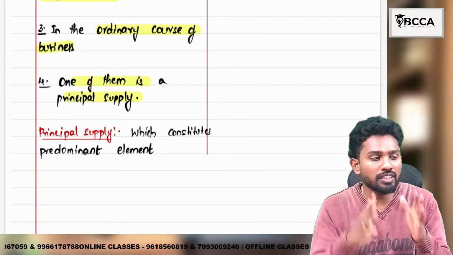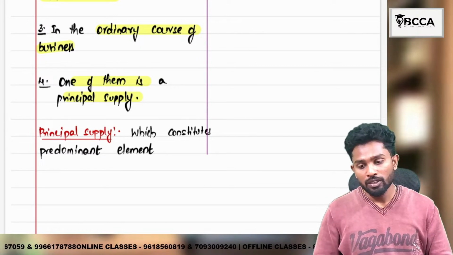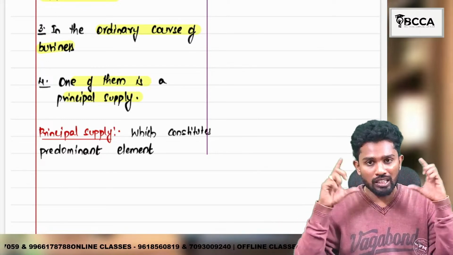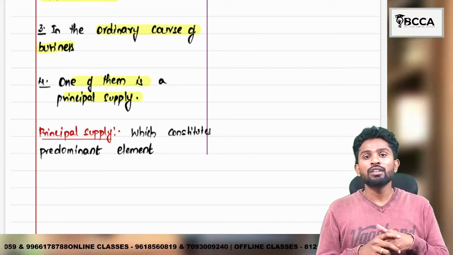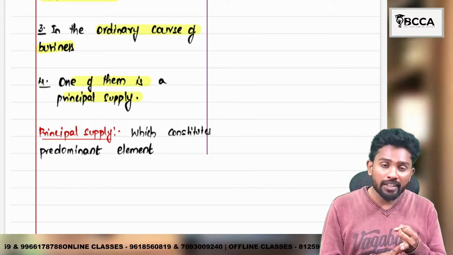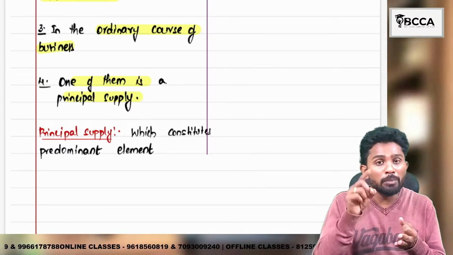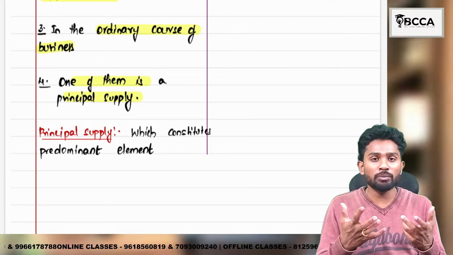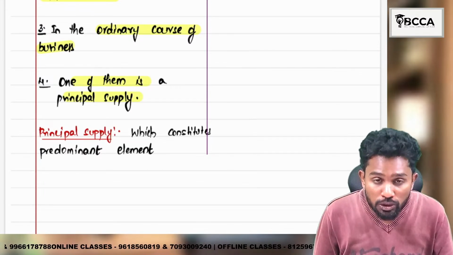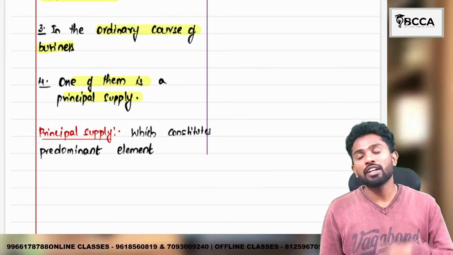everything has been supplied as a package. So there are multiple supplies involved, and in conjunction only they are supplying. Out of them, if the charger is predominant, back case predominant, or else the mobile predominant, which is predominant? Mobile only, right? So then that mobile is treated as the principal supply. Okay, let me give another example.